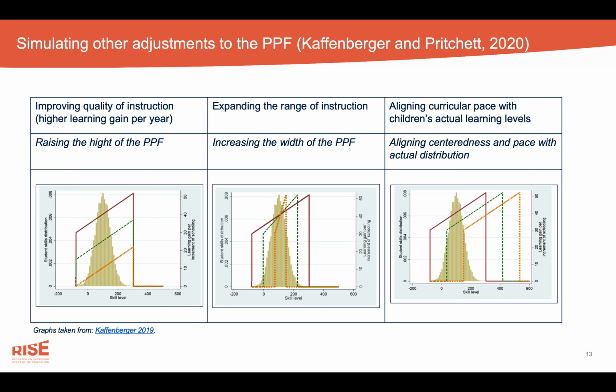Kaufenberger and Pritchett then also simulate other adjustments to the PPF, namely raising the height of the PPF, which means that children will have a higher learning gain per year. So this has to do with improving quality of instruction. The second scenario they simulate is expanding the range of instruction, which means the width of the PPF is getting wider. So it's not just a narrow set of skill distribution that will benefit, but a wider one. And the third is basically about this interaction between children's learning levels and instruction that I talked about. So if we align the centeredness and the pace of the PPF with the actual skill distribution, what would happen?